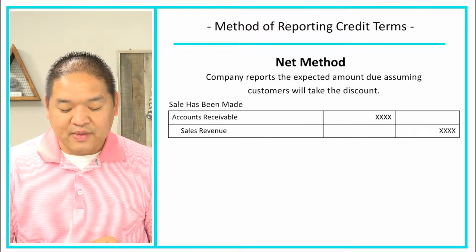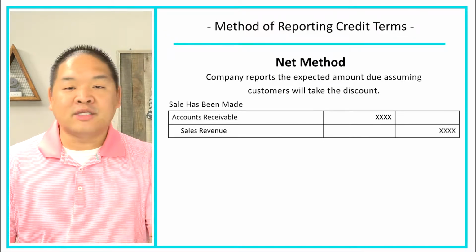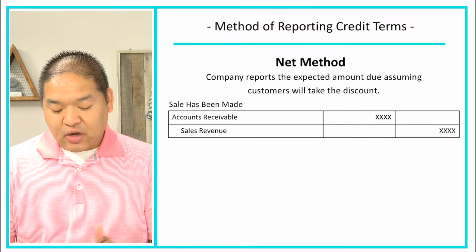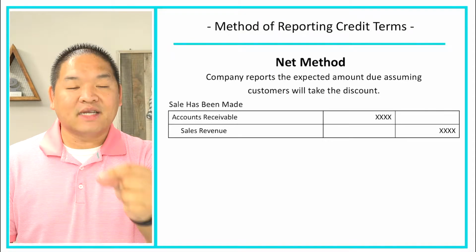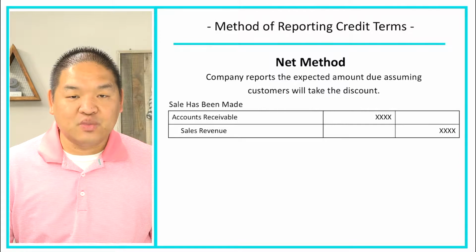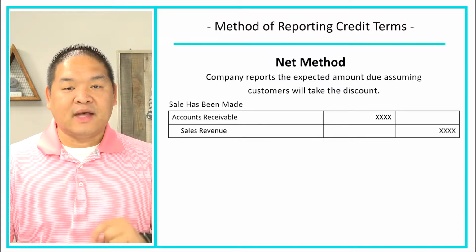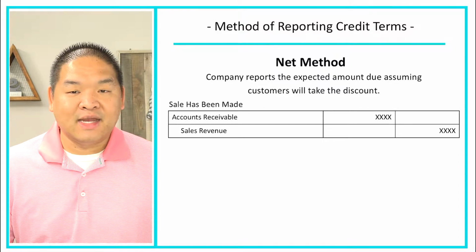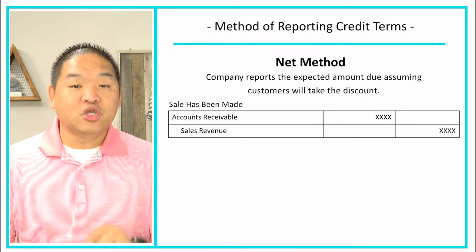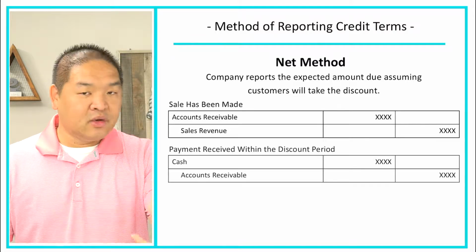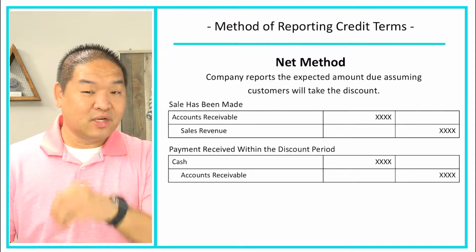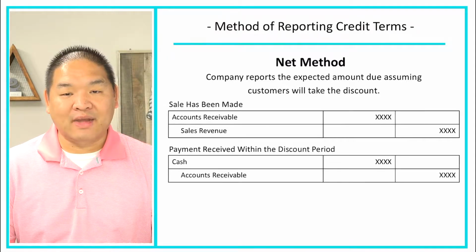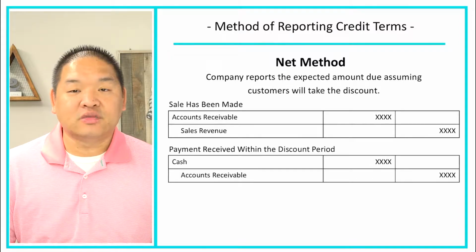So in this case, we're going to debit accounts receivable for $980, let's say, and we're going to credit sales revenue for $980 instead of $1,000 because the customer expects to get that 2% discount to reduce their balance because they're going to pay us within 10 days. Now, if they do pay us within 10 days, then we will just have an entry that basically gives us the cash and reduces how much they owe us. So we're going to debit cash and credit the accounts receivable.